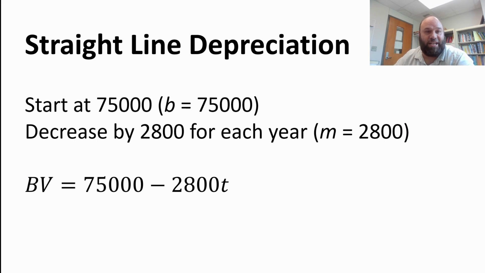So right away, we see we start at 75,000, so that's our b, and we decrease by 2,800 for each year. That's our slope, m, and it should be negative 2,800. There's a typo there. And therefore, the book value, which is our y, equals 75,000 minus 2,800t. t is the age of the machine, and we can think about that as our x. In the next section, we're going to dive deeper into detecting linearity from data sets, from verbal descriptions, and in other different representations of these functions.